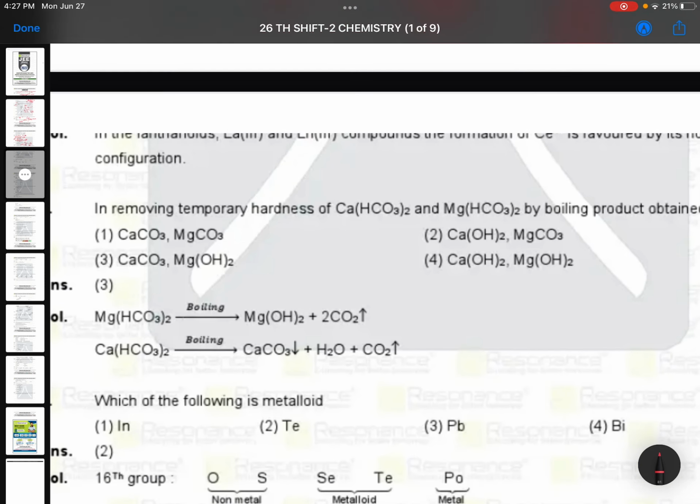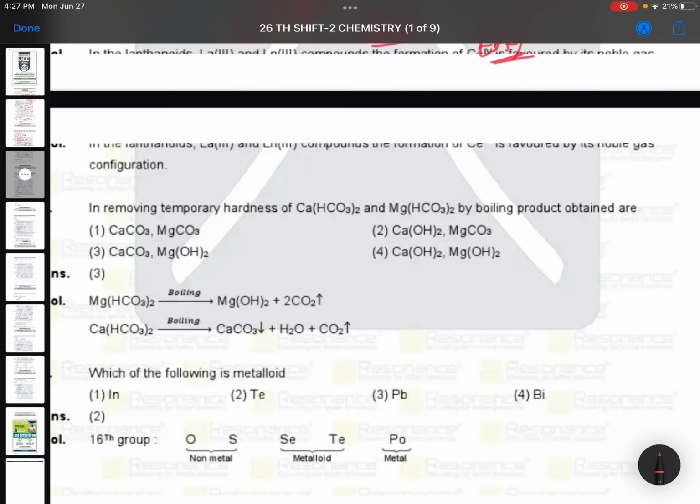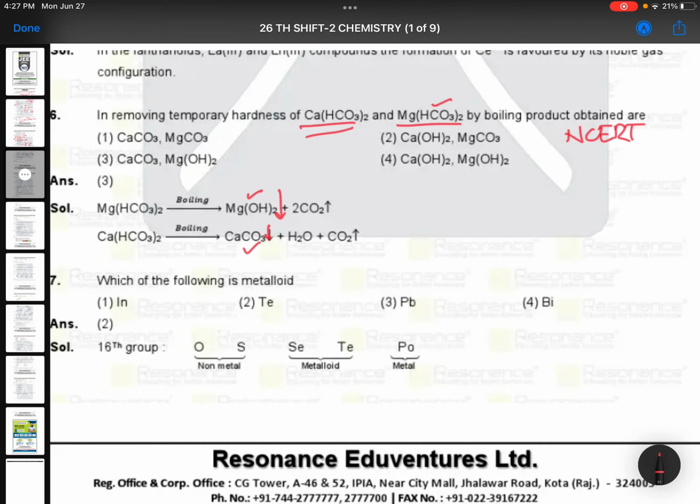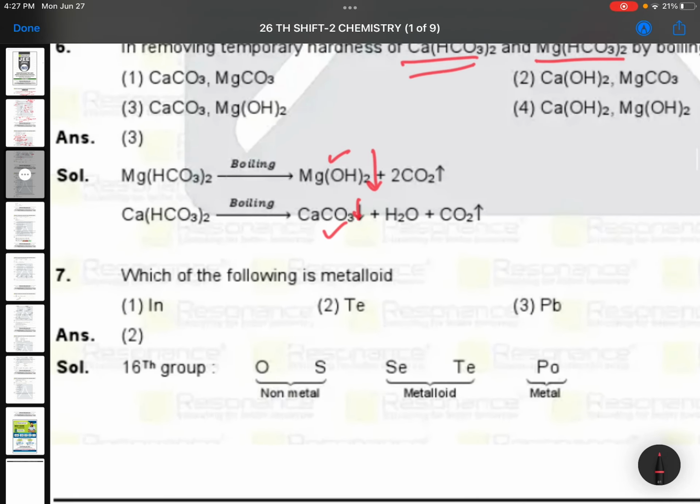Then, in removing temporary hardness of calcium bicarbonate and magnesium bicarbonate, this is NCERT as it is, a point taken from NCERT. Calcium bicarbonate on heating gives CaCO3, whereas magnesium bicarbonate gives magnesium hydroxide. Not magnesium carbonate, don't go with that one. Magnesium hydroxide and calcium carbonate are formed. So this is one NCERT based question, a direct memory based point.